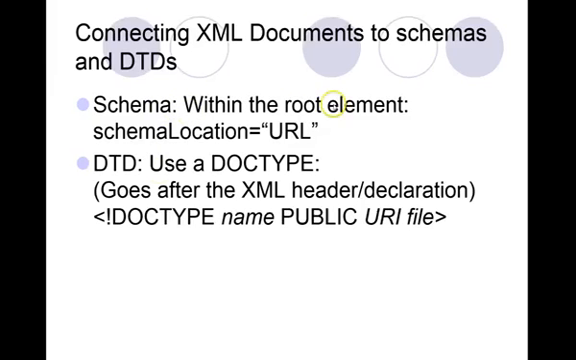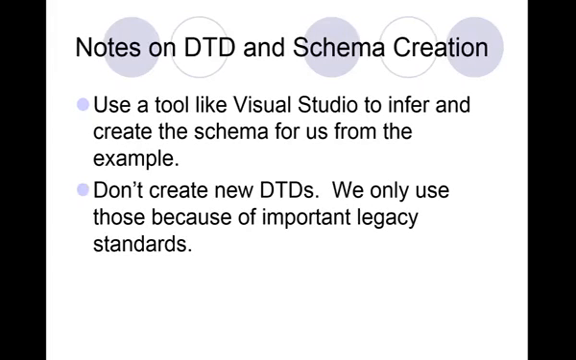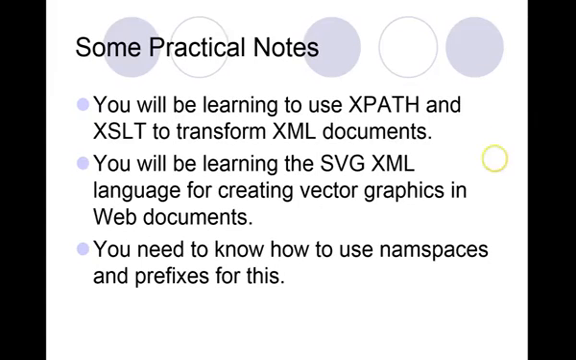So if we have a schema, within the root element we simply say schemaLocation equals URL. I've already shown you how we use the doctype to connect the DTD to the document. Okay? So if you do need to use one of these, the easiest way to do it is just to create a sample document and then use a tool like Visual Studio to create the schema from it. You really shouldn't create new DTDs. They're legacy. We only use them for the important standards. We don't create new ones. We use schemas instead. The schemas are more powerful, and you can be more specific when you define the documents with them. They're also in XML, so they can be manipulated with XML tools.